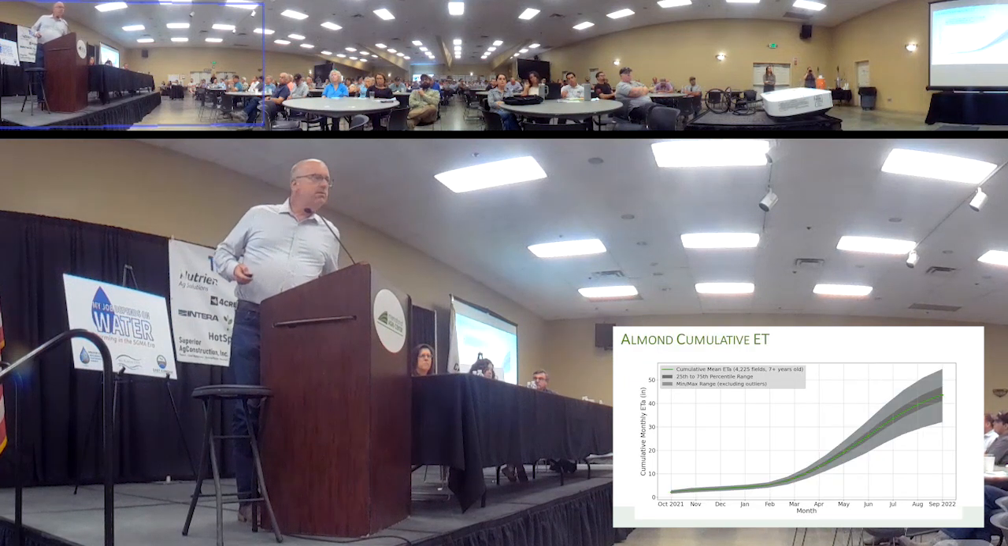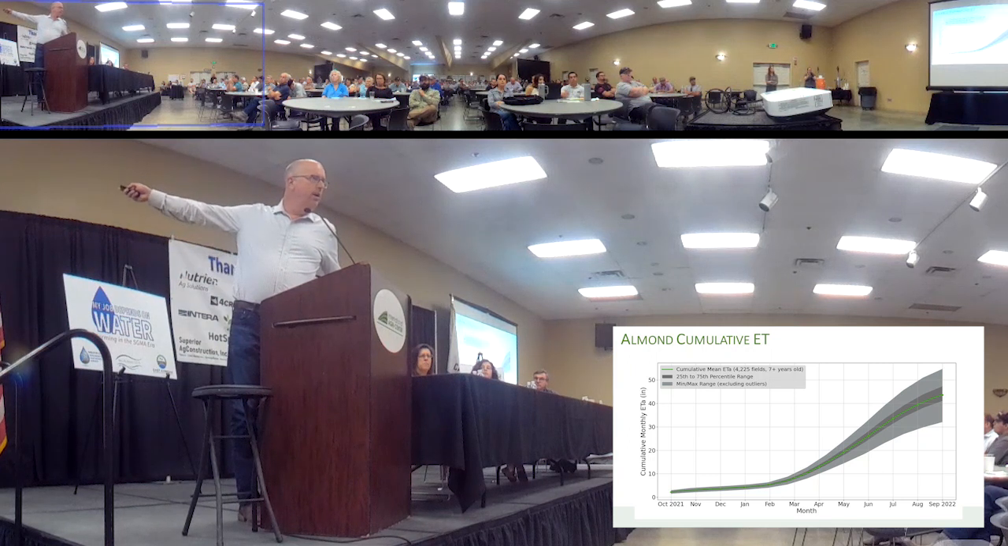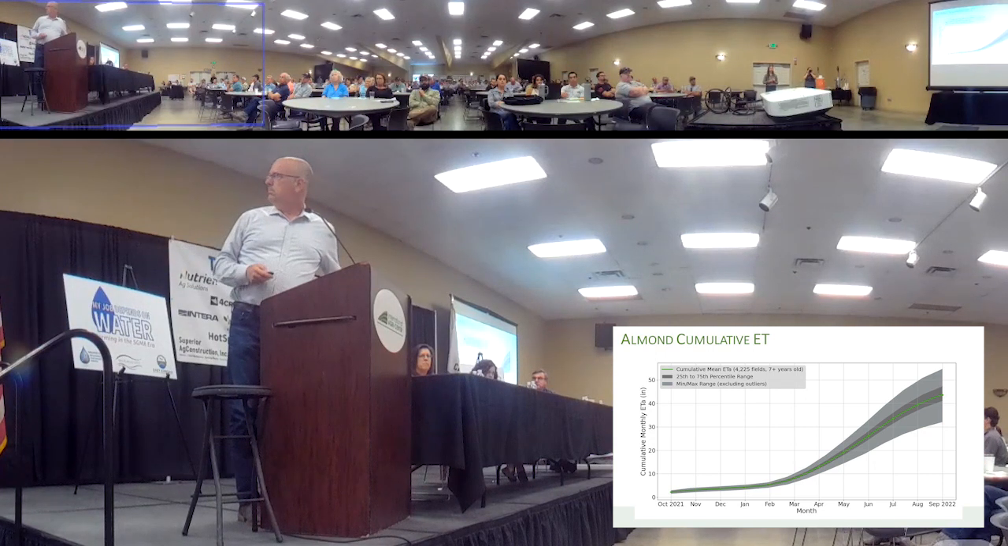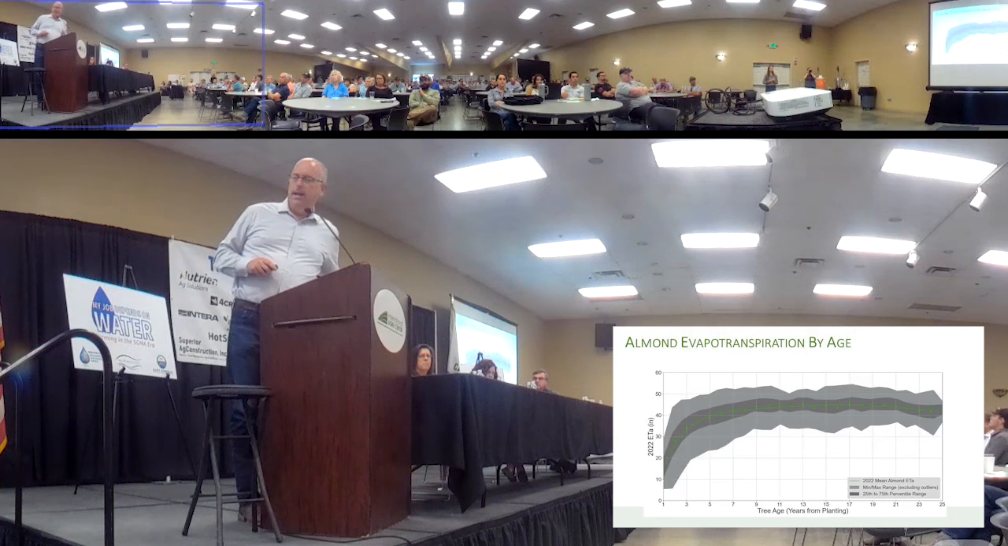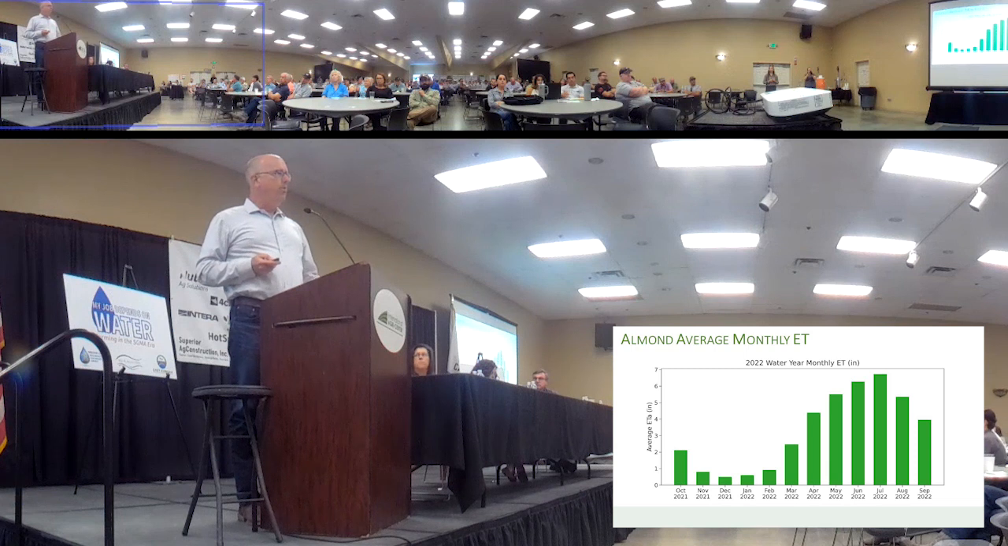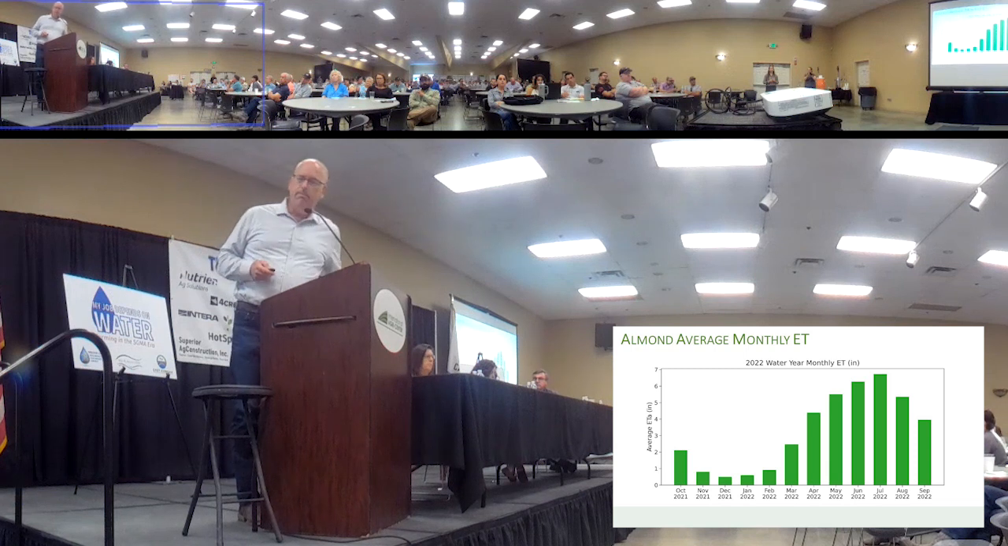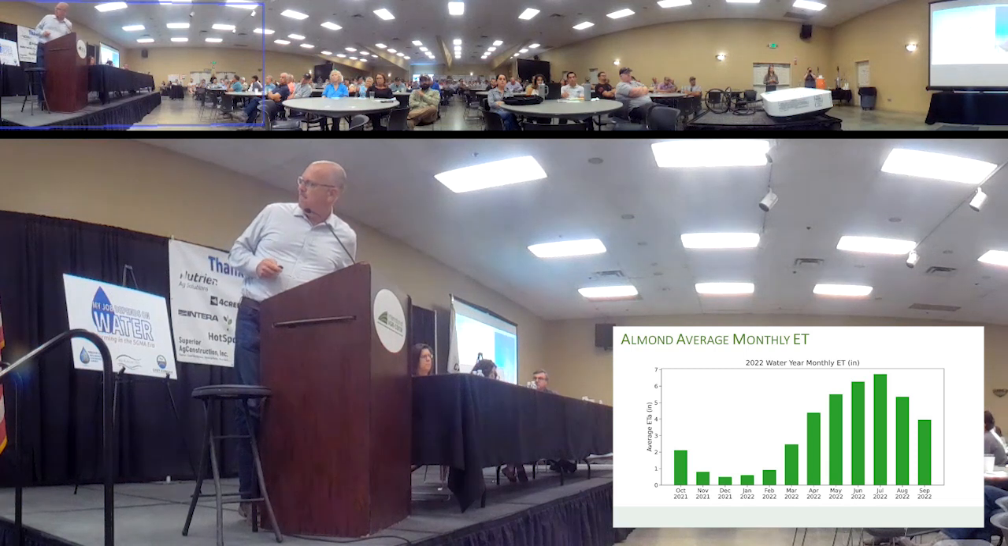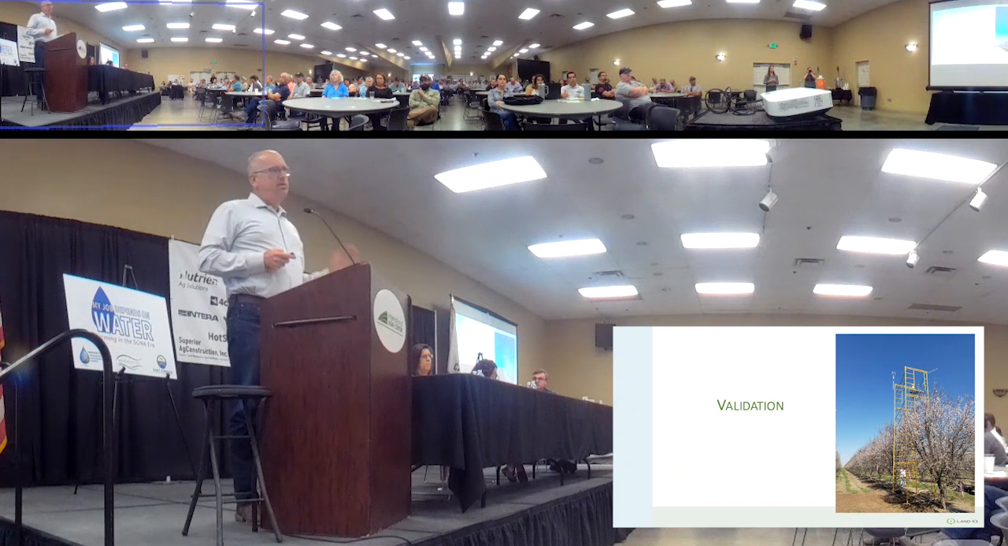This is for almonds, same idea. You see that by the time you get through 12 months, one almond orchard can be consuming much less or much more than the average. I think the same thing applies by age. We can plot it by month, the normal period, and I can do it by bar charts, it doesn't much matter. And then the last series of slides that I have here is about validation.